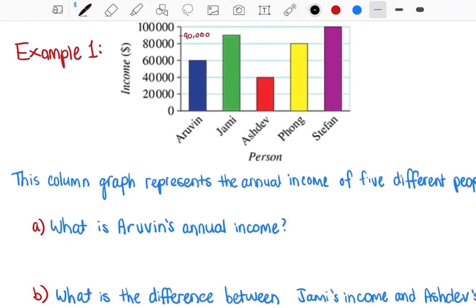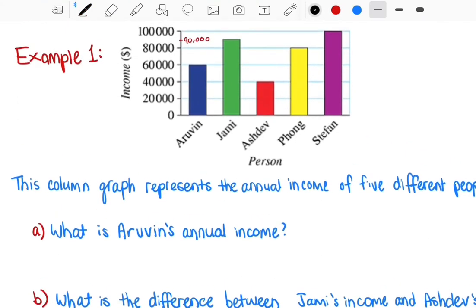So the first one says, what is Aravin's annual income? Now if I look here, and Aravin's the blue one, and his column goes all the way up to 60,000, which means he earns $60,000 a year. And so that's my answer, pretty straightforward and simple.